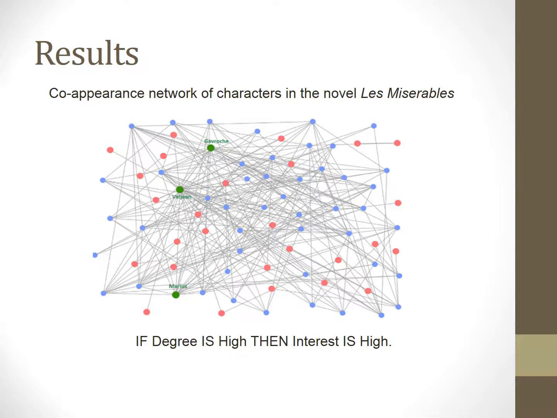So they try to find the co-appearance networks of characters in the novel Les Miserables, and the fuzzy query is described at the bottom. So if degree is high, then interest is high. They also did it for the lower: if the degree is low, then interest is low. And the grid dots show where there is more concurrency in the nodes, and then it follows the blue ones and then the red ones.